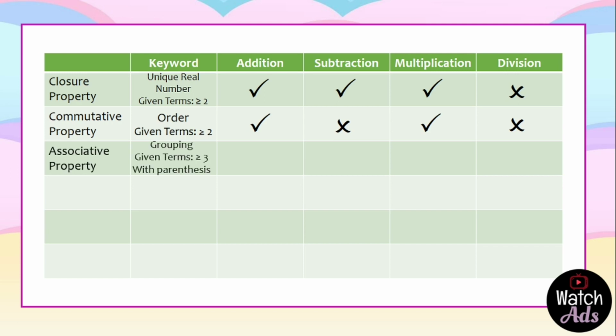The number of given terms is equal to 3 or more than 3, we can have 4 terms, 5 terms, and so on. And also, as a tip for you, in the associative property, you can always find a parenthesis. It is applicable in addition, not in subtraction. Yes, it is applicable in multiplication, but not in division.